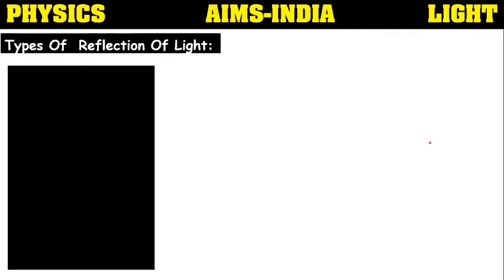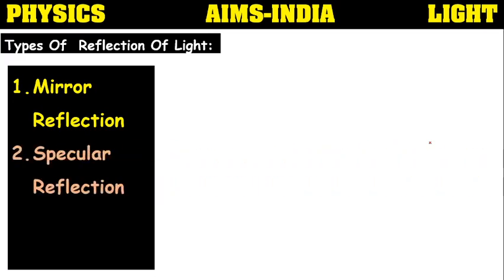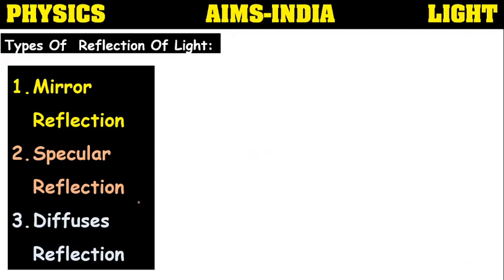Next, the types of reflection of light. We have mainly three types of reflection of light. One is mirror reflection, which we have observed in the last case. The second one is specular reflection, and the third one is diffuse reflection. Sorry, it's D here, not S. Diffused reflection.